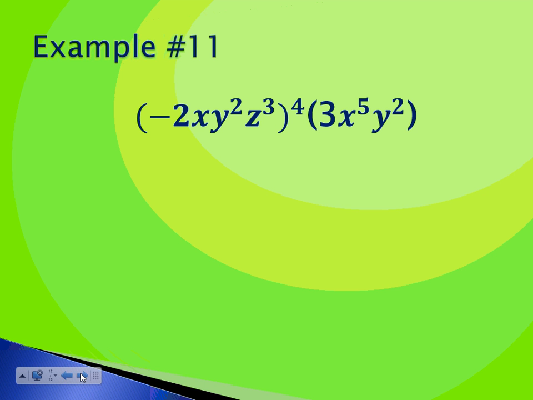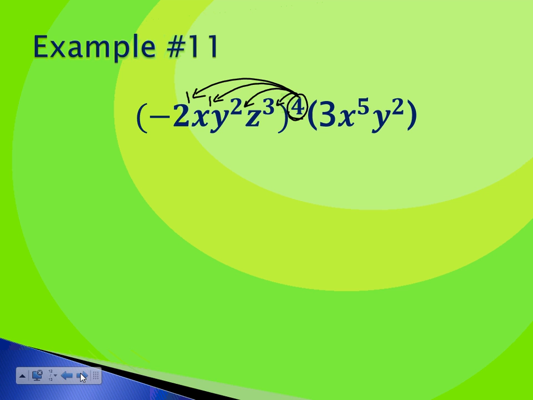So again, here's your onion. You go inside first. Can you do anything on the inside here? Anything match here? No. Anything match here? No. From there, you go to the outside of the parentheses. What's on the outside? The 4. So you're going to work that first. That's going to go to what? The 1 that's with the -2 with parentheses.